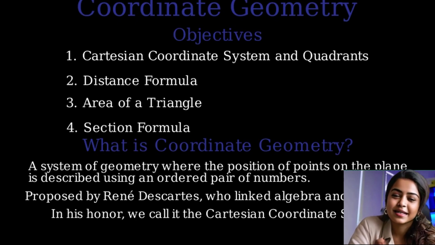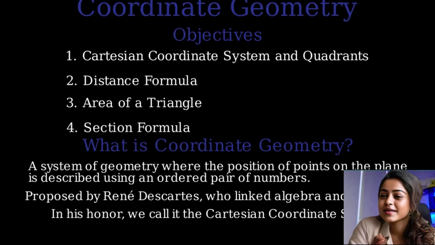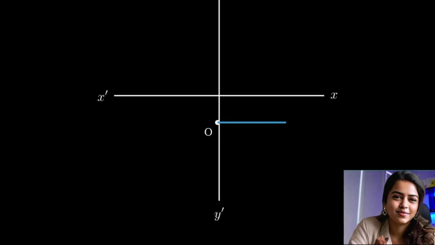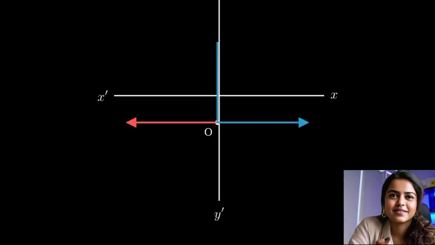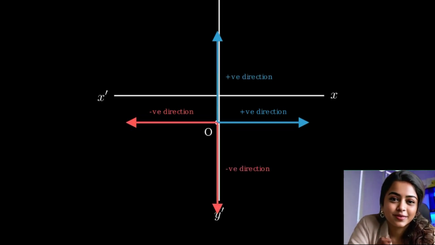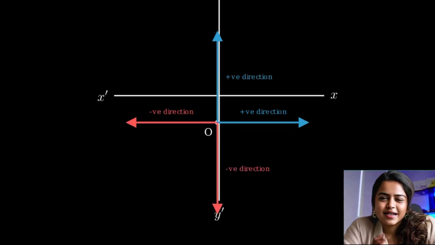Now, let's visualize the Cartesian coordinate system. It consists of two perpendicular number lines called axes. The horizontal line is the x-axis, and the vertical line is the y-axis. The point where these axes intersect is called the origin, and it's usually labeled as O. The positive x direction extends to the right, and the negative x direction extends to the left. Similarly, the positive y direction extends upward, and the negative y direction extends downward.